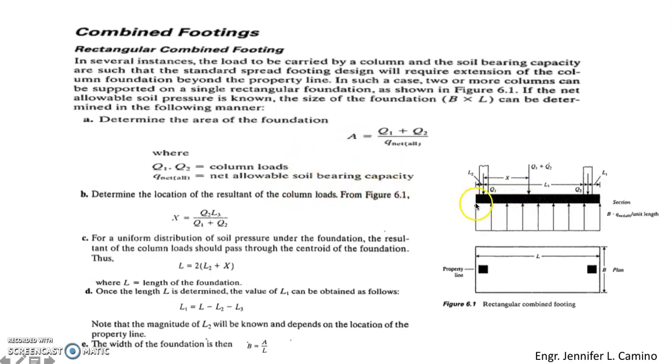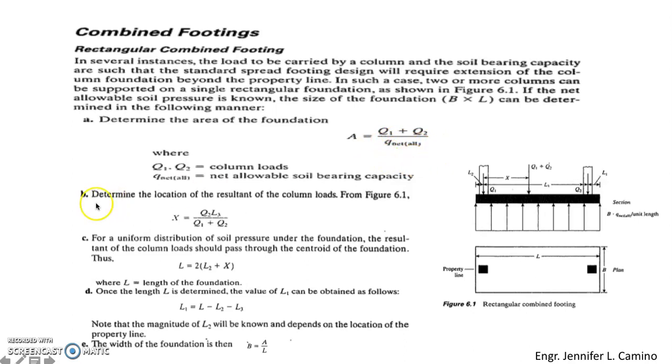Of course, you have here a combined footing, you have a width B, and of course the length is L, having two columns in one. The columns are along one line. So we have Q1 and Q2 which refer to the column loads. The first step is to determine the area of the foundation. So A is equal to Q1 plus Q2 all over the net allowable soil bearing capacity.